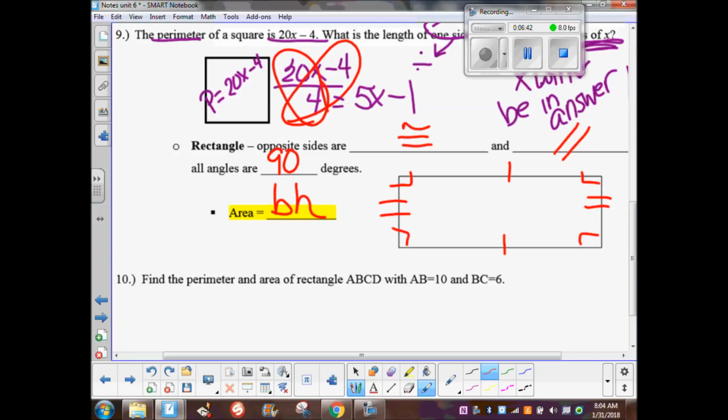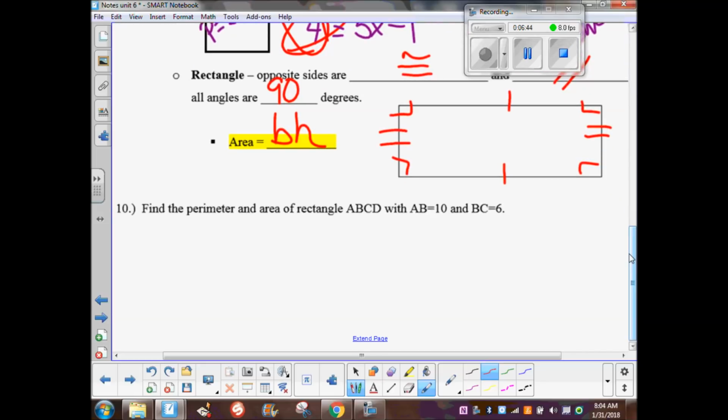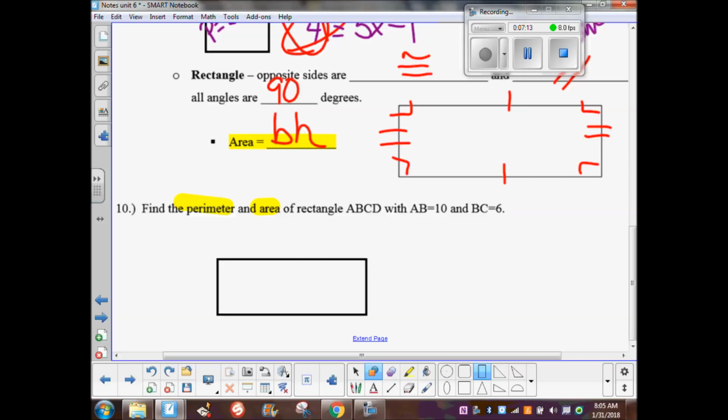So number 10 says, find the perimeter and the area of rectangle ABCD. So they're telling us the shape. We've got to answer 2 questions. And we've got to give it a name. They're telling us it's rectangle ABCD. So draw that rectangle if you haven't already. Let's see, where's the rectangle? So now it says rectangle ABCD.